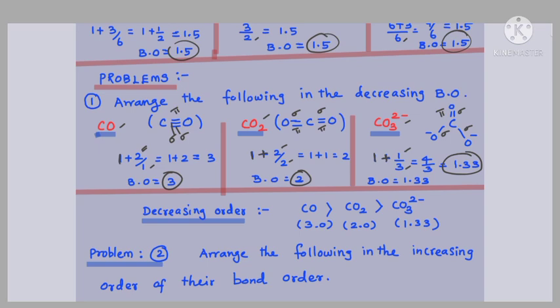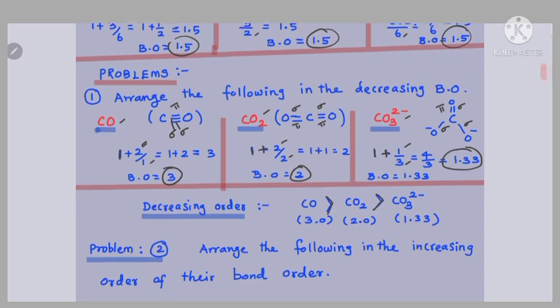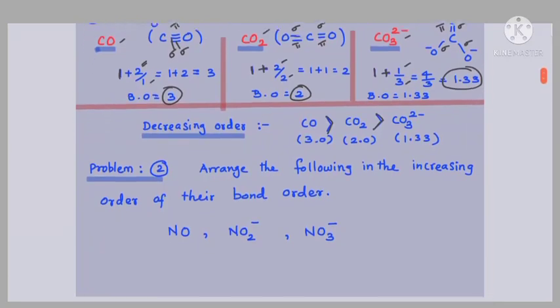So now we have to arrange this in the decreasing order. Decreasing order in the sense higher bond order to lower bond order. So this is the exact order. Carbon monoxide having the higher bond order 3 comes first, followed by carbon dioxide with bond order 2, then the last one with the least bond order 1.33, which is nothing but carbonate anion. Okay, right. So likewise, one more question, number 2.